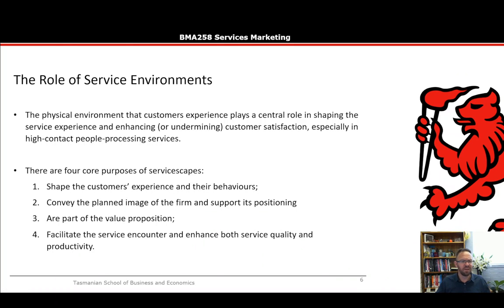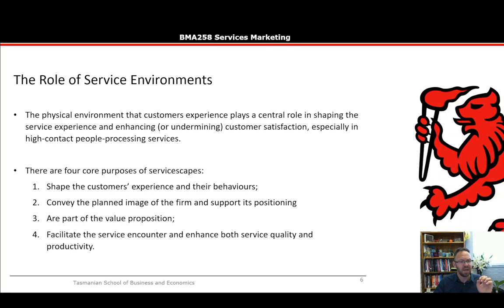So the physical environment that customers experience plays a central role in shaping the service experience and enhancing, and in some cases undermining, like detracting from it, customer satisfaction, especially in high contact people processing services. Now there are 4 core purposes of the servicescapes, and we're going to look through each one of these 4 individually coming up, but I'm going to give an overview of them now.